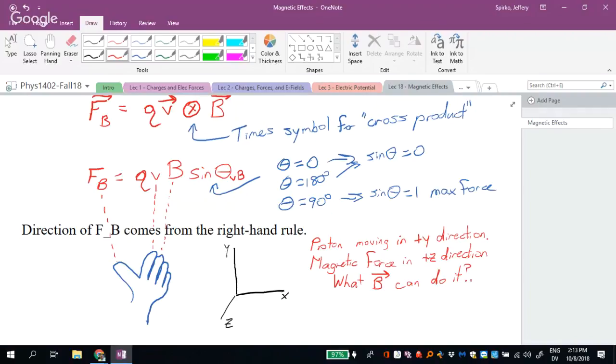So I got my three vectors. I always like to walk over and stand in front of the screen for this. So my proton's moving in the plus y direction, which is toward the top of the page. My magnetic force is in the plus z direction, which is pointing out of the page. And that makes the middle finger, the magnetic field, point toward the left. So that's our answer.